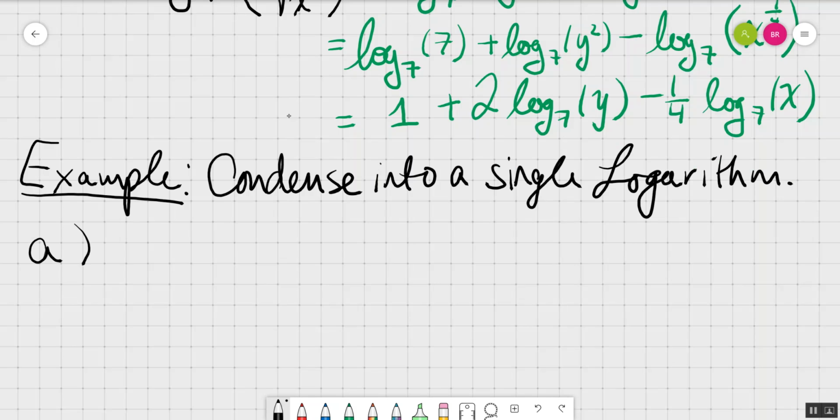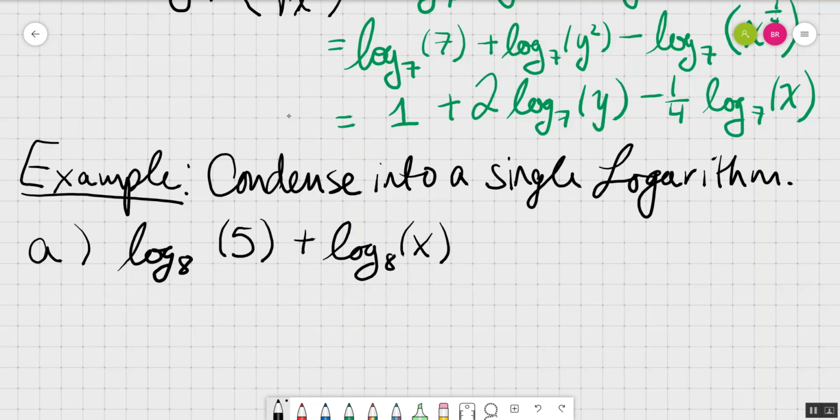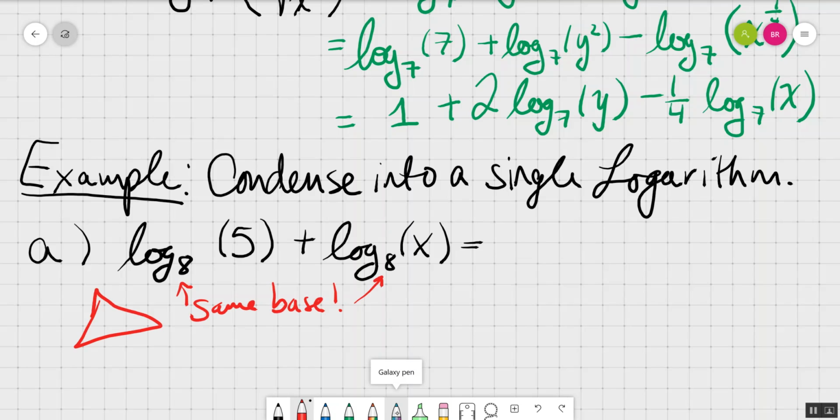Here we go. We're going to start with the log base 8 of 5 plus the log base 8 of x. One thing you have to be cautious about is to make sure that they have the same base before you do anything. Watch out for that. If they don't have the same base, you can't combine them.